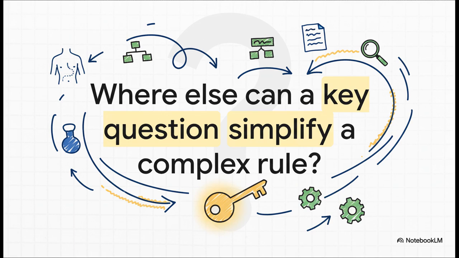So, I want to leave you with this little piece of homework, a thought to carry with you. We just took what seems like a complicated guideline and broke it down to a single, simple question. So as you keep going in your coding studies, I want you to look for this pattern. Where else in the huge, complex world of coding can you find that one key question that makes everything else just click into place?